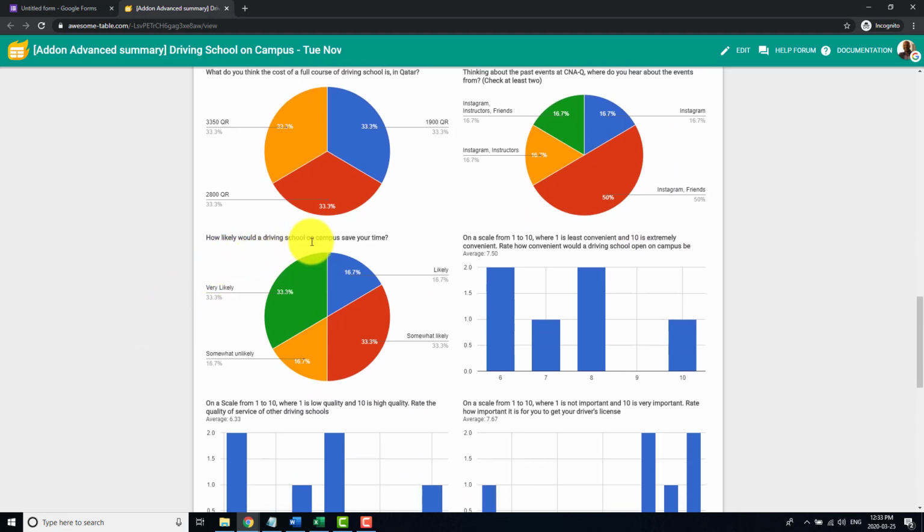How likely would a driving school on campus save your time? 1/3 said very likely. And another third said somewhat likely. So you have 2/3, 67% saying it's going to save time. Remember in your report when you talked about benefits to the students? Saving time? 2/3 of your target market agree it will save them time. You've just proven one of your assumptions.